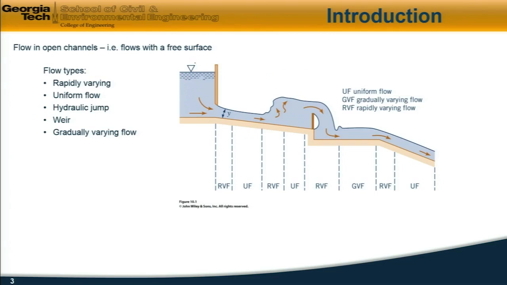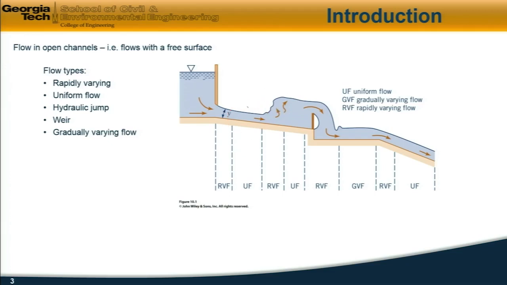For example, if I consider this flow from this reservoir here under a sluice gate, we can have initially a region close to the sluice gate here where the depth and velocity are varying quite quickly and the streamlines are not straight and parallel. This type of flow we call a rapidly varying flow. Farther downstream, we get to a region where the friction and gravity forces are in balance, and at that point the velocity and depth no longer change with distance, and that type of a flow we call a uniform flow.